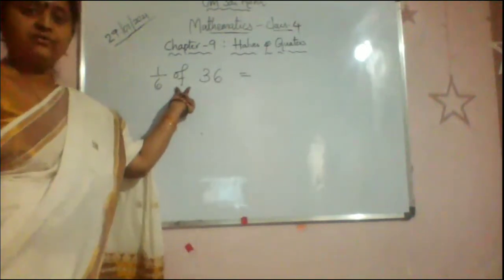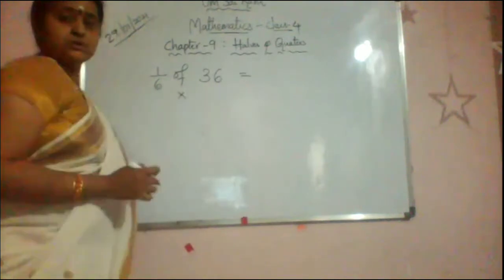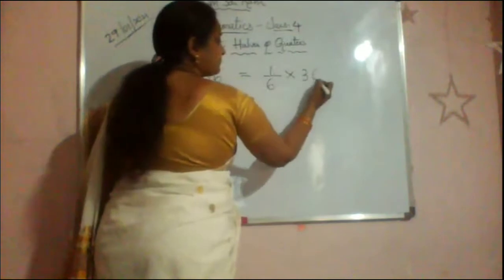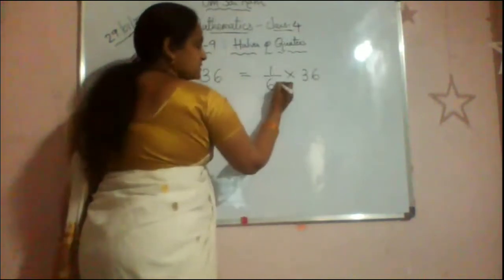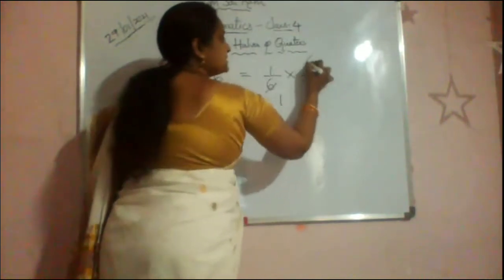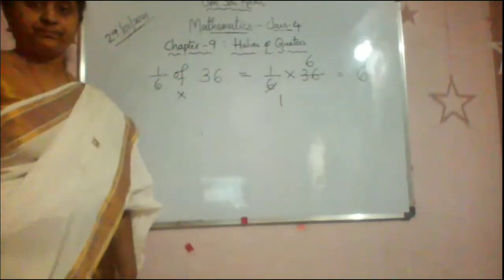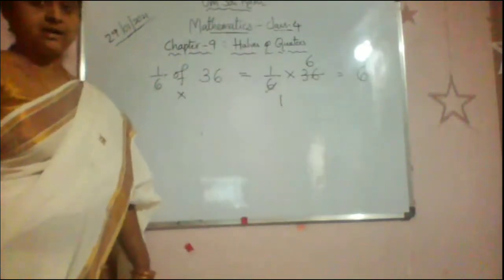"Of" means into. So what will we do? 1/6 into 36. So the 6 table will go. 6 1s are 6, 6 6s are 36. What is the answer? This is the answer.